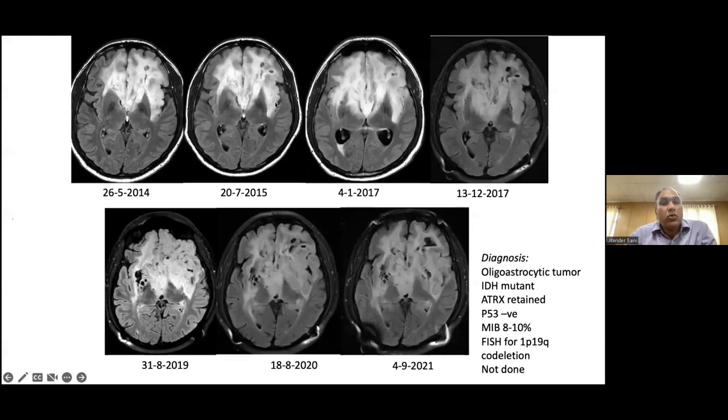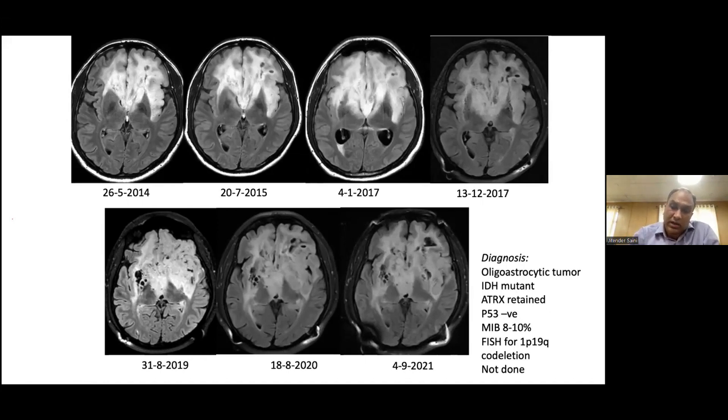This patient continued to have this lesion growth. He refused any sort of treatment, but you can see over a period of time the tumor is growing. And in 2021, look at the bilateral frontal lobes, temporal lobes, as well as external capsules and basal ganglia region, everything is getting involved. It's a huge tumor. At that time he underwent a biopsy. He started developing cognitive decline.